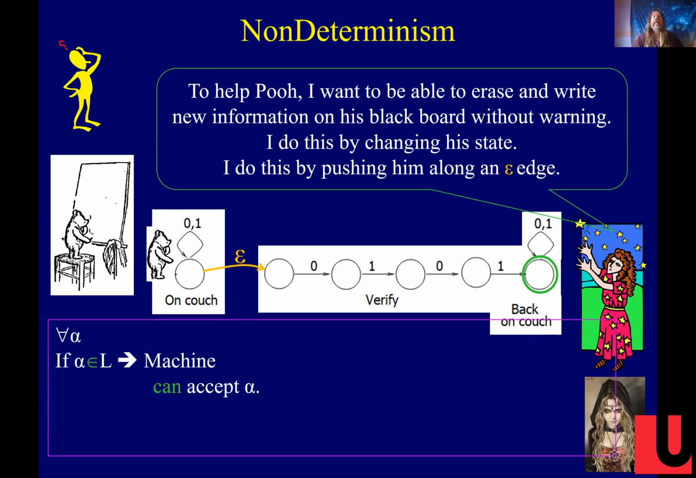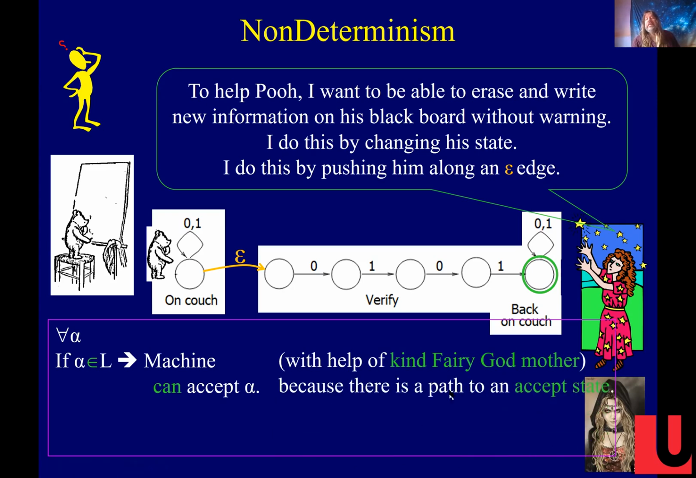All right, so now let's define formally what it means for one of these machines to accept, right? So we have some string, any string. If the string is a yes instance, then what we need is that the machine can accept the input. And what do we mean by can? Well, we're saying it can have help from a fairy godmother if he wants, right? But the reason he can is because there exists a path from the start state to an accept state, right?